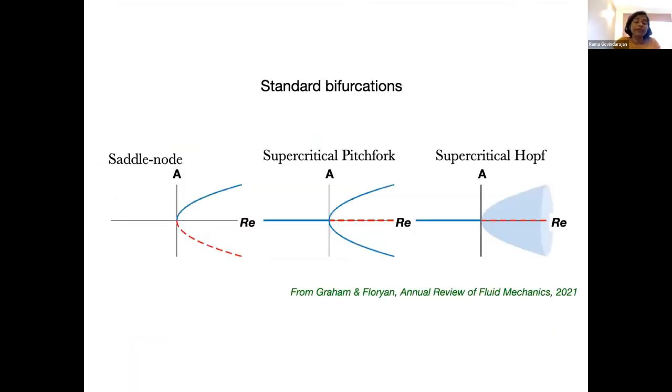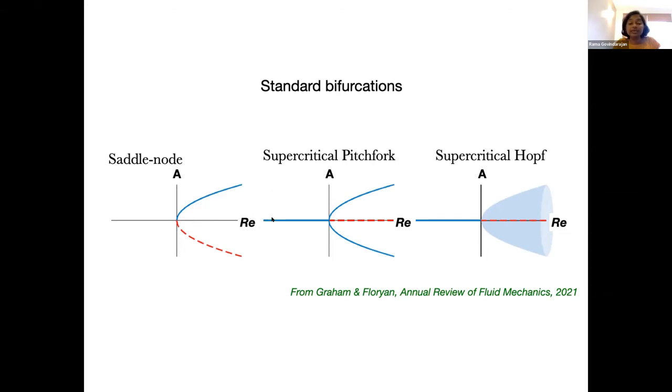So let's talk about a few standard bifurcations, and it could be any parameter, but I've put Reynolds here to fix our thoughts. And this is the amplitude of the perturbation. The saddle node bifurcation is one where below this Reynolds number there was no solution of this particular kind, and at a particular Reynolds number you get one unstable solution and one stable solution. Dashed lines are always unstable and thick lines are always stable. So you get an unstable and a stable manifold appearing out of nowhere, and that is called a saddle node bifurcation.